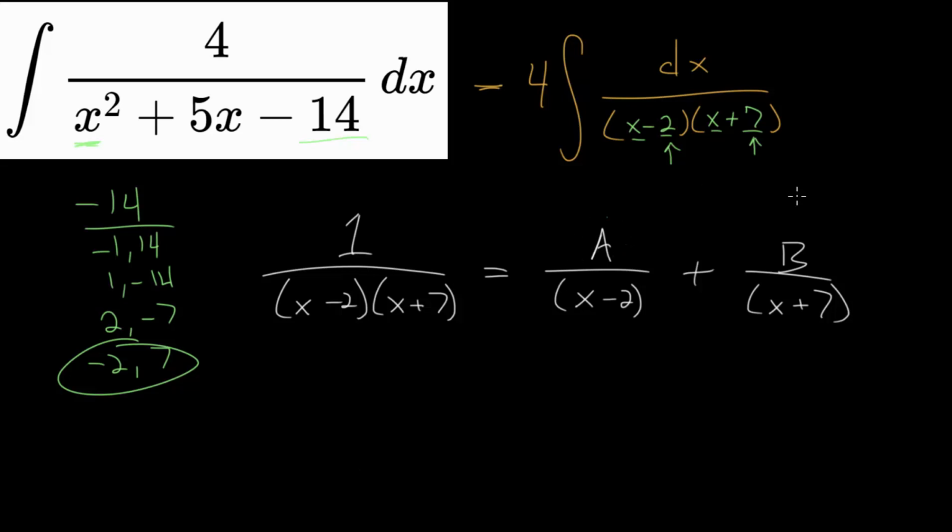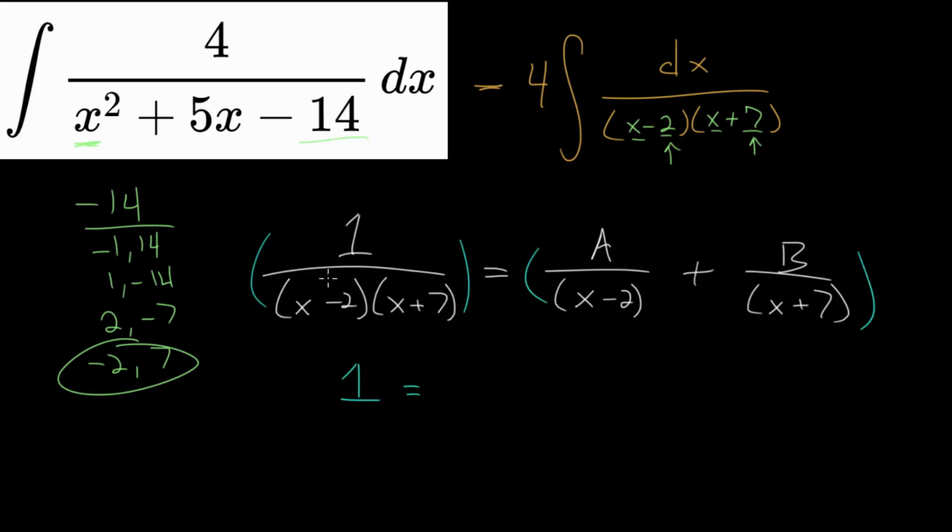Now, to figure out what these constants are, A and B, we can manipulate this equation. We can multiply both sides of the equation by this denominator here, this x minus 2 multiplied by x plus 7. So that on the left-hand side, we just get 1.